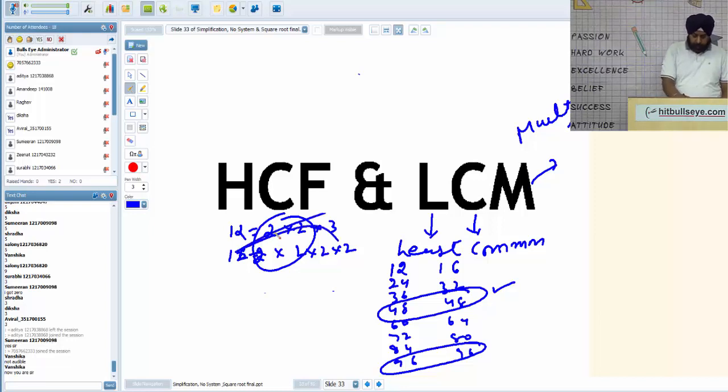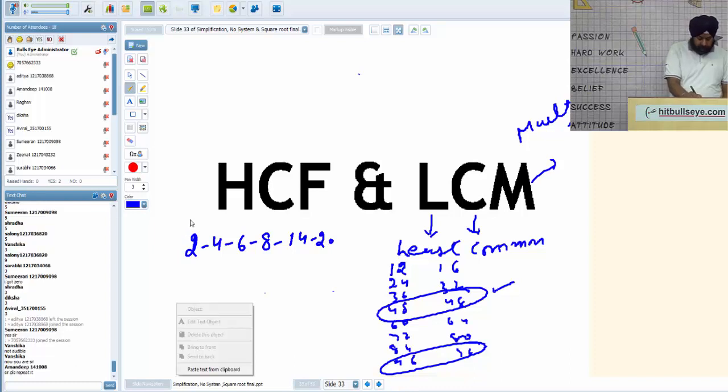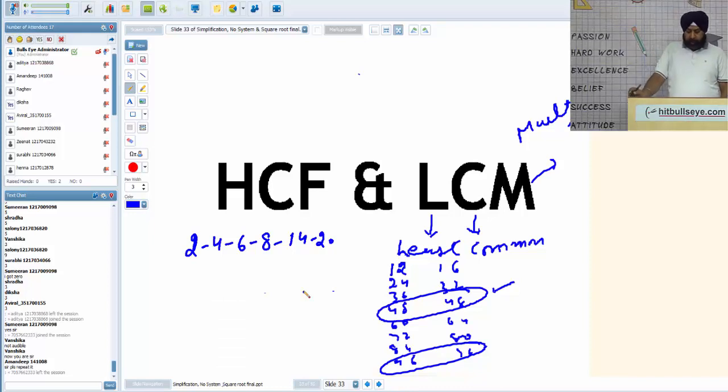Like HCF had a long division method, here it's prime factorization. If we had to find the LCM of, say, 12, 14 and 20... Basically, like in HCF we took the highest common factor, in LCM it's the least common multiple. Take the multiples of 12, take the multiples of 16. The multiple which comes first, common to both of them, is the LCM. Otherwise, 96 is also a common multiple, but it's not least. So you have to find the least common multiple. Is it okay now?